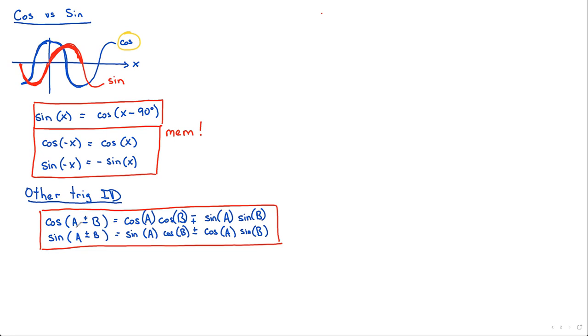When I say plus over minus, what I mean is that the cosine of A plus B is equal to cosine of A cosine of B minus sine of A sine of B. And similarly, the cosine of A minus B is equal to cosine A cosine B plus sine of A sine of B.